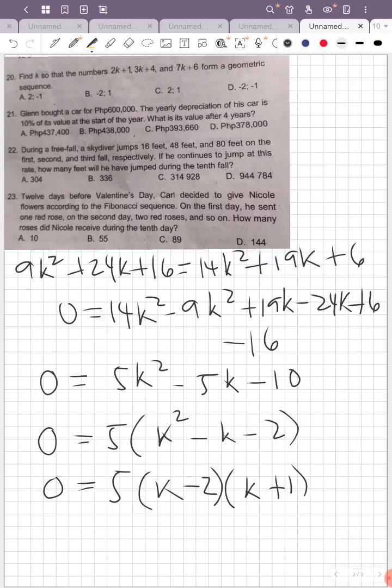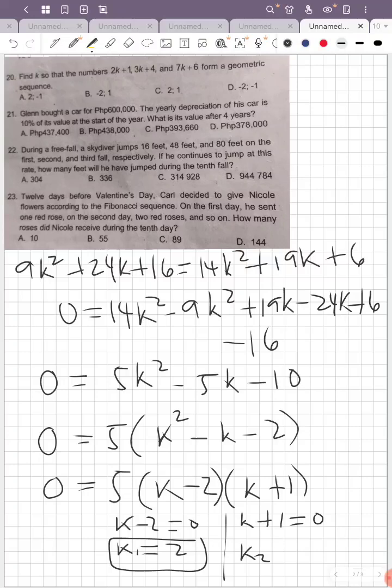Remember that k minus 2 is equal to 0, then k plus 1 is equal to 0. So k is equal to positive 2. Let's call that k sub 1. Then k sub 2 is equal to negative 1. So the two real roots, or the two values of k, are 2 and negative 1. So it would be letter A. The correct answer is letter A.